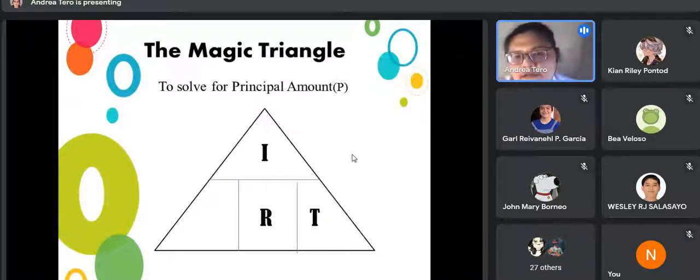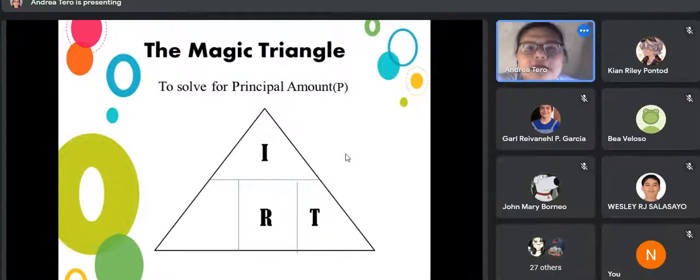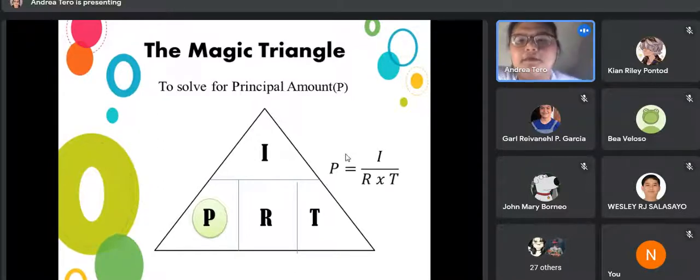You're left with the variables I, R, and T. Right, guys? Did you see it in the presentation? Yes, ma'am. Okay. Then what you see is the principal is missing, but T. The I is on top, R, T. So if P is the missing variable, the formula is P equals I over rate times time. Do you see the relationship, and it is more fun to visualize using the magic triangle? Yes, sir.